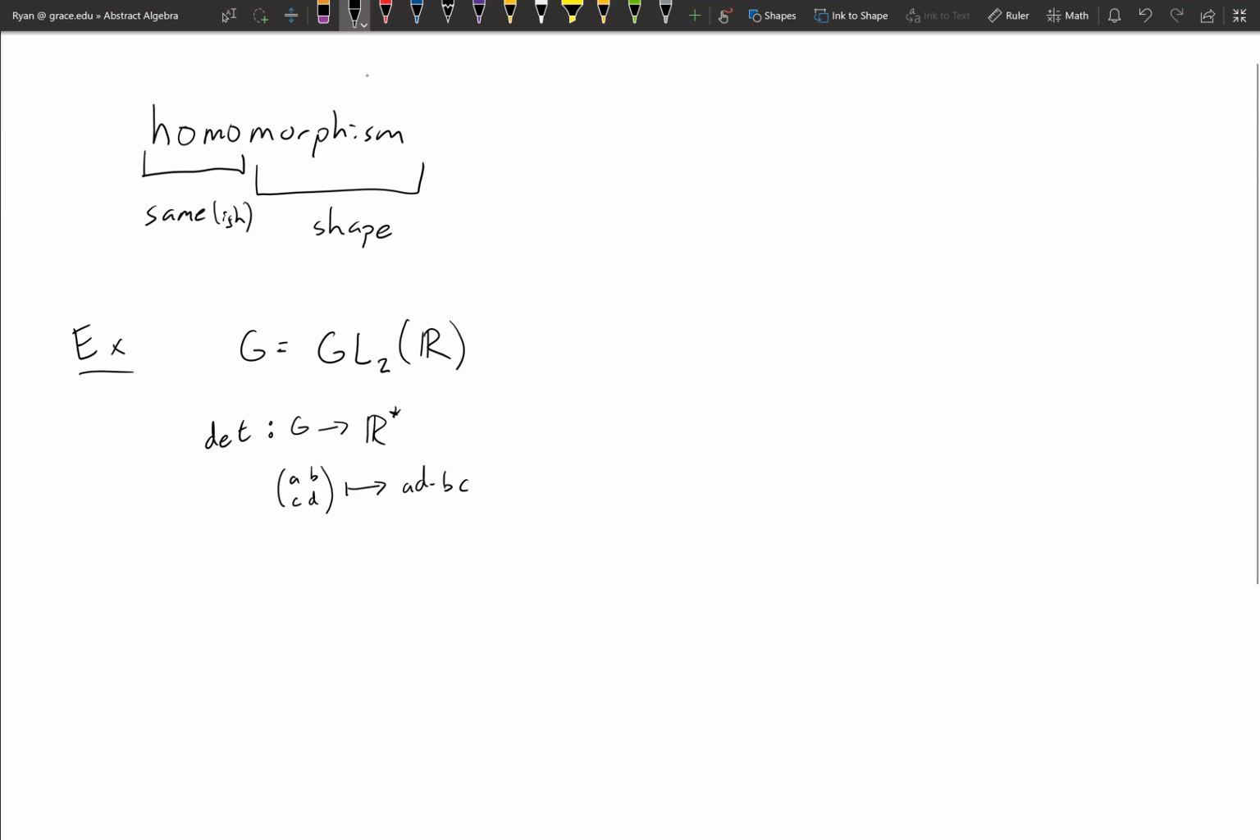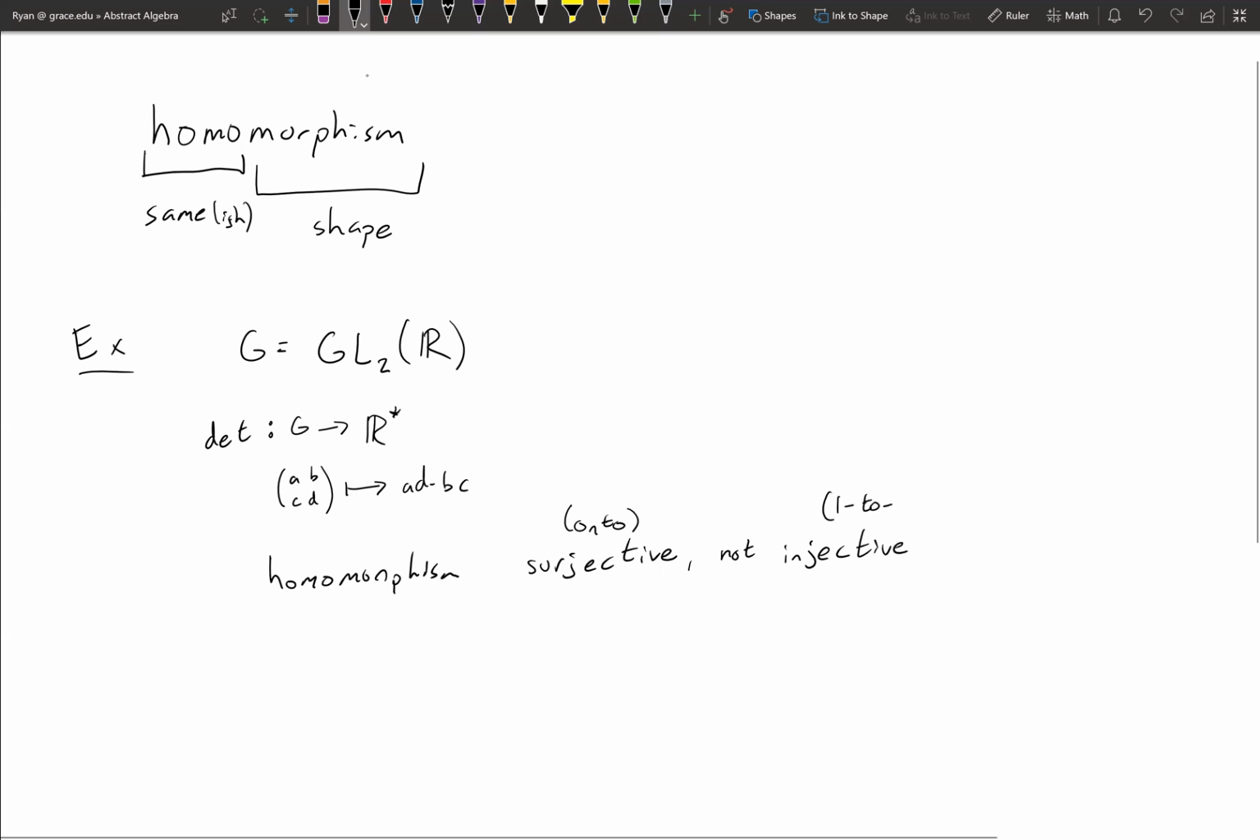So in this class, we can look at it and say, what is this sort of thing? It is a homomorphism. And it's surjective, but of course, it's not injective. Surjective, also onto, but not injective, which is also called one-to-one.